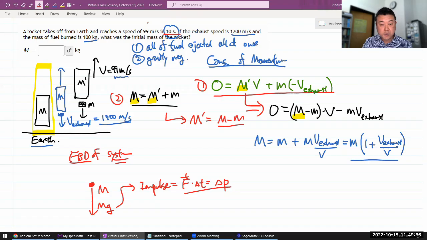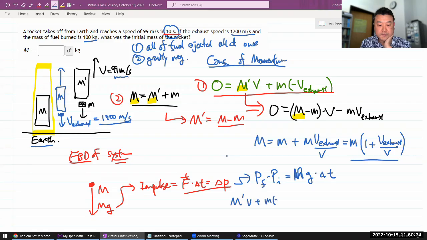So we started out with a 0, and I think the way that's conceptually least confusing for me is to write it this way. Change of momentum: my momentum final minus my momentum initial should be this, so, Mg, big Mg times delta t. I have, this is my momentum final: m prime times V plus small m times minus v exhaust.